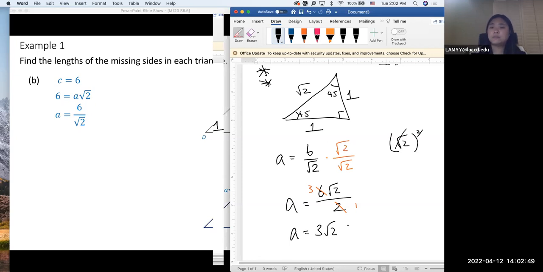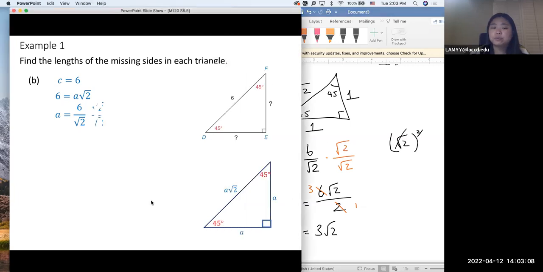Okay, one more time. In the math class, we don't want to have any radical on the denominator. So we try to rationalize. Multiply the same square root numbers on the denominator. You should cancel out the radical. And then simplify it, you're gonna get a equal to 3 square root 2.